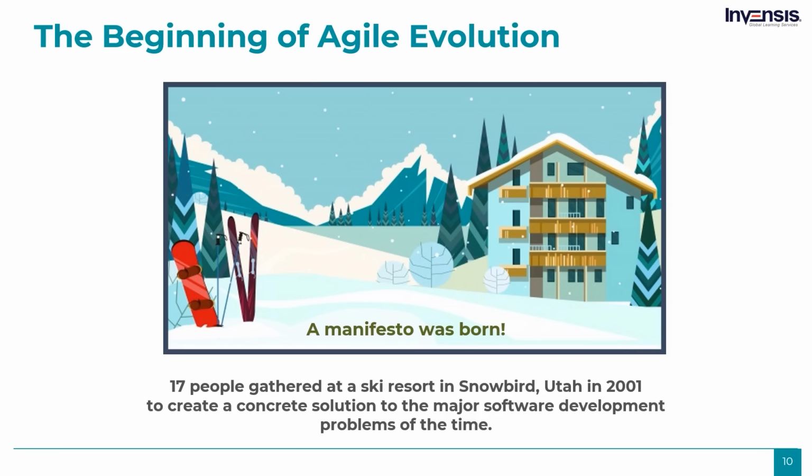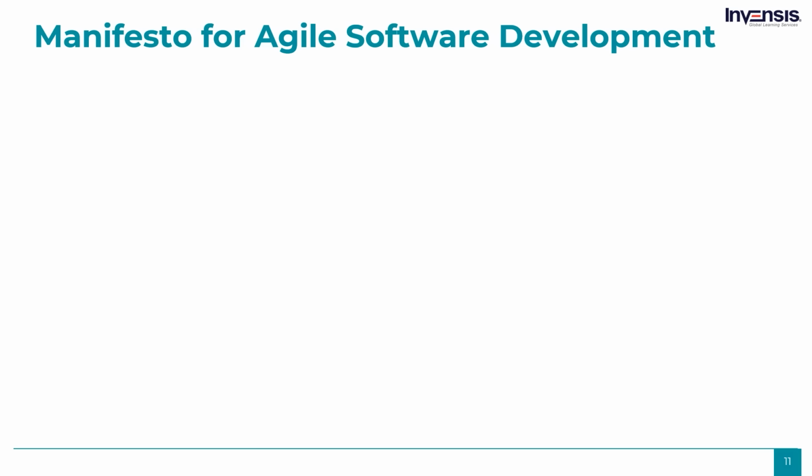And so the Agile Manifesto was born, with 4 values and 12 principles. But what were those 4 values? Why should you care? Let's take a look.